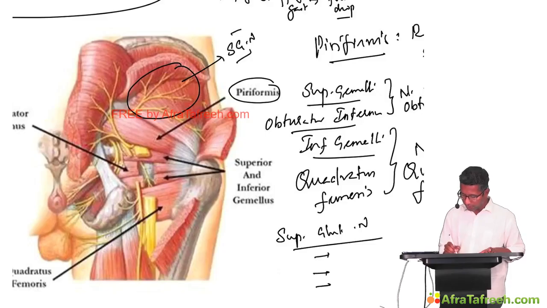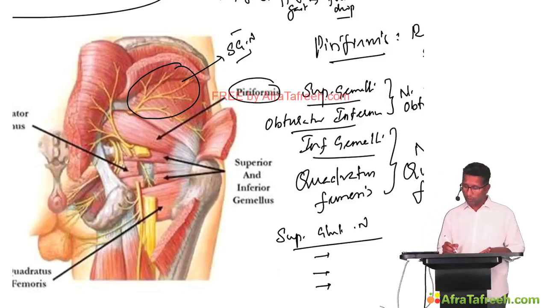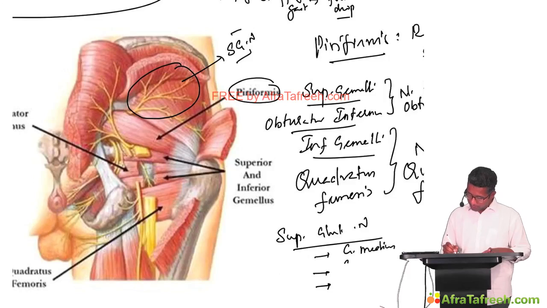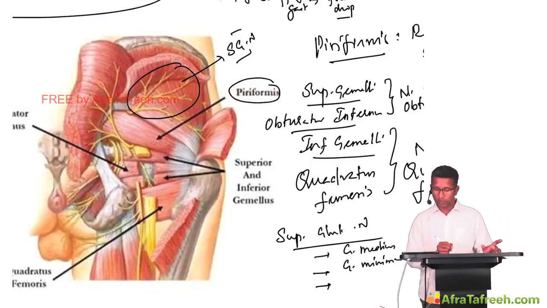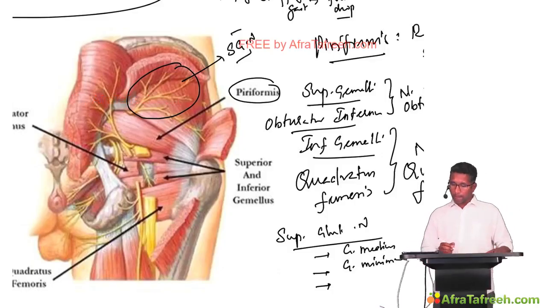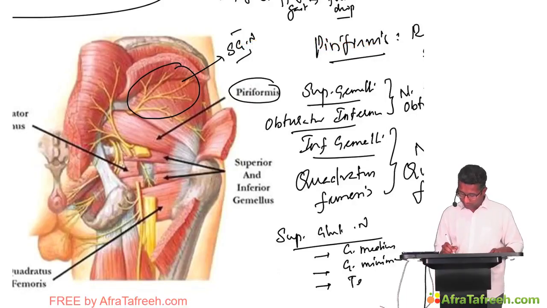Can anybody tell me what are the three muscles which are supplied by the superior gluteal nerve, guys? Yes, one is gluteus medius, very good. Next one is gluteus minimus, yes, very good. What is the third muscle which is supplied by the superior gluteal nerve? Anybody? I am waiting for the answer, guys. I didn't tell about this muscle, I kept it as a secret. So I want to reveal the secret now. One muscle which is also supplied by the superior gluteal nerve is tensor fascia lata.